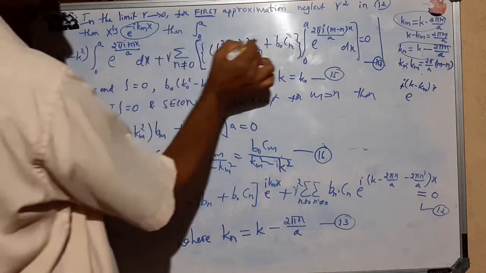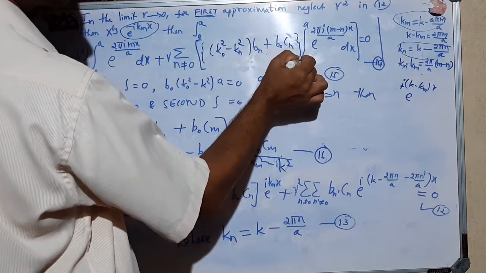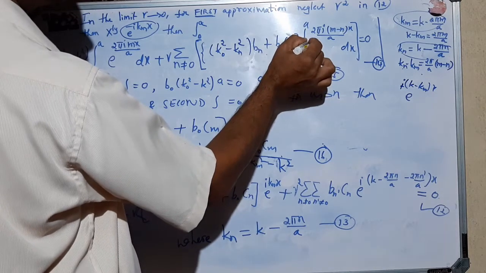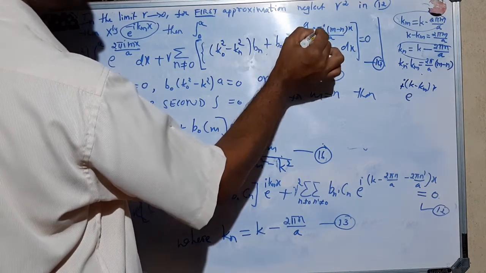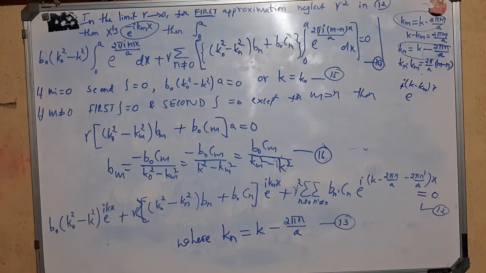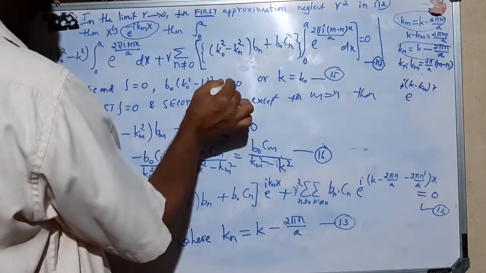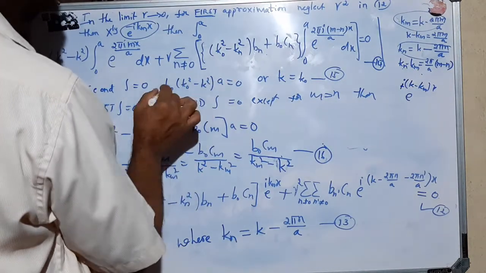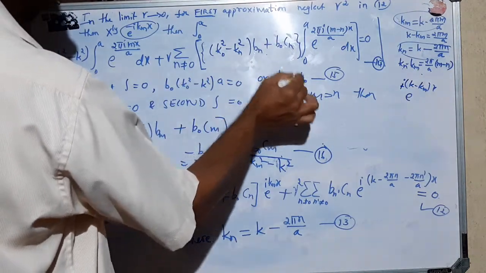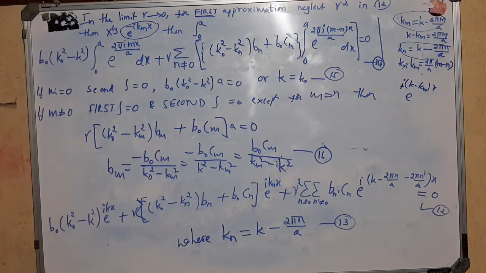Then what happens to the second? If m is equal to 0, you are getting integration 0 to a e to the power minus 2 pi inx by a. It is a standard integral. Integration of this is equal to 0. Therefore, only the first term remains, equal to 0. So, from this you can get k is equal to k naught. That is the equation number 15 here.